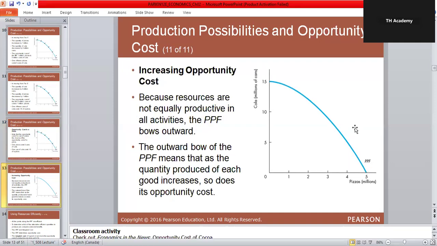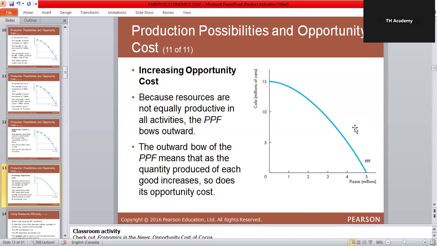Now let's talk about why the PPF is usually bowed outward. That means increasing opportunity cost. This is called increasing opportunity cost. Not all resources are equally good at producing everything. So some workers or machines are better at making pizzas, others are better at making cola. So as you produce more pizza, you have to give up more and more cola. That's why the opportunity cost increases.